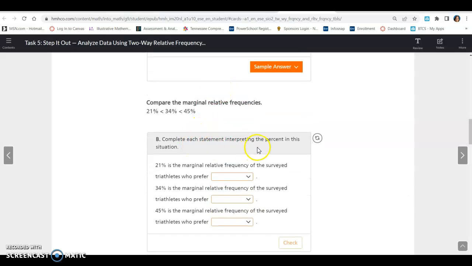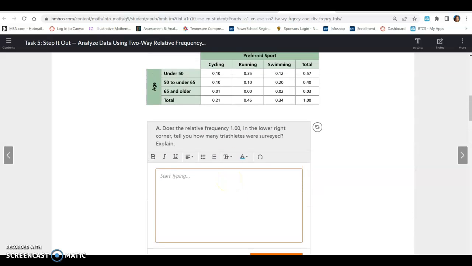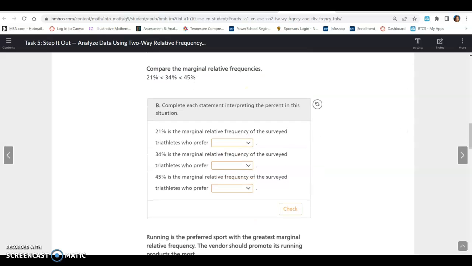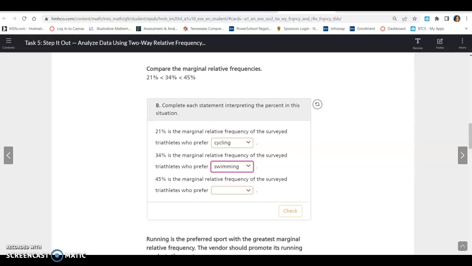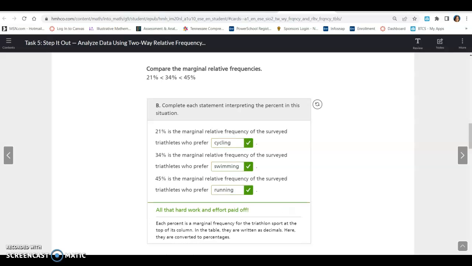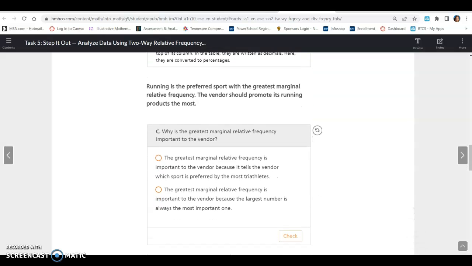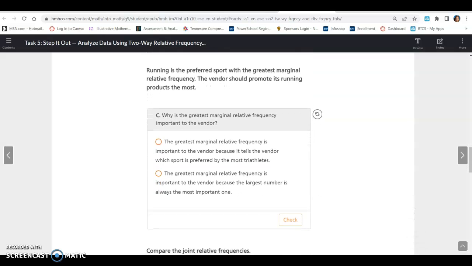So it says complete the statements interpreting the percent in the situation. 21% is the marginal relative frequency of triathletes who preferred. And again, you can see that from the table right here. 21 is cycling, 34 is swimming, and 45 is running. So it says running is the preferred sport with the greatest marginal relative frequency. The vendor should promote its running products the most.